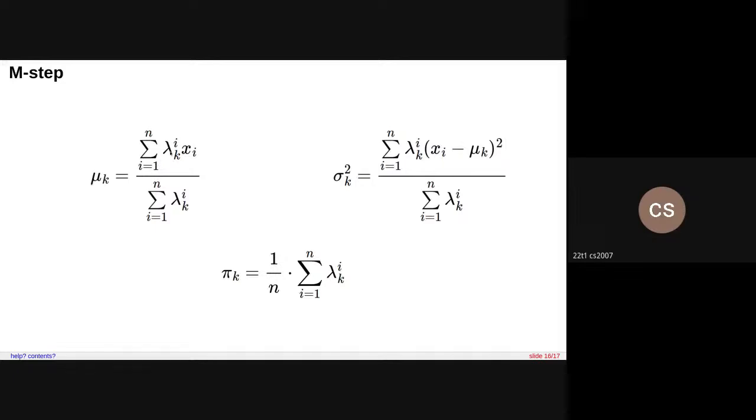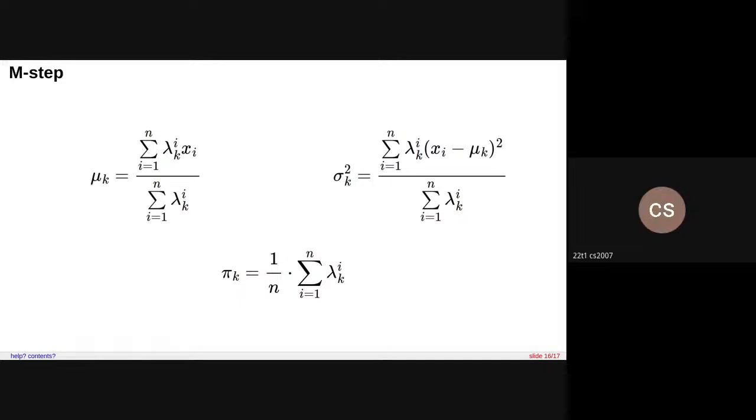So if lambda ik is 0.1, then what can we say? It means that there's a very small chance that this point belongs to cluster K. If lambda ik is like 0.9, that means there is a very high chance that this data point came from mixture K. So this is a weighted mean. In a similar sense, this is a weighted variance. And sir, here all lambda ik's cannot be 1, because otherwise, if we calculate mu for another cluster, the sum will be 0.